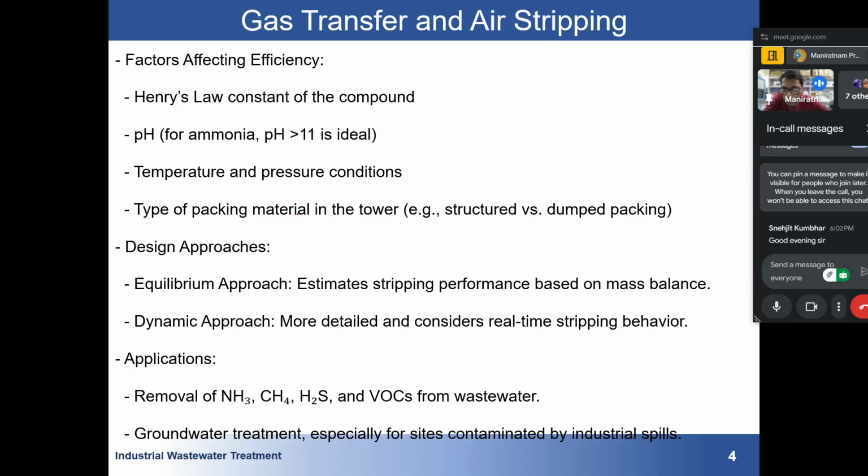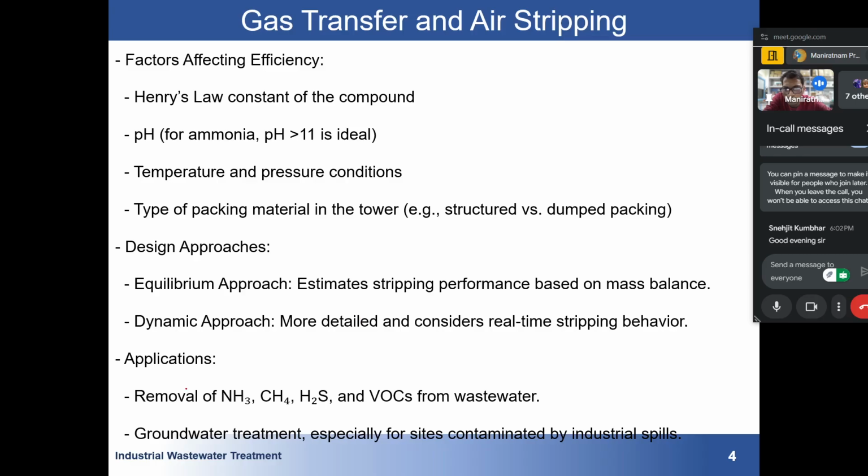Type of the packing material in the tower, that is structured versus dumped packing. This is to increase the surface area. In a stripping tower, it depends on how we are packing our structure, whether we are providing enough surface area or we are just dumping it, so that there is a decrease in surface area.